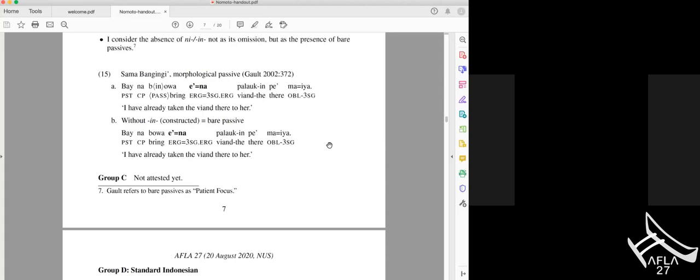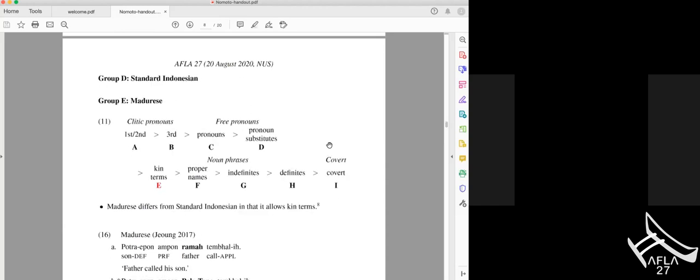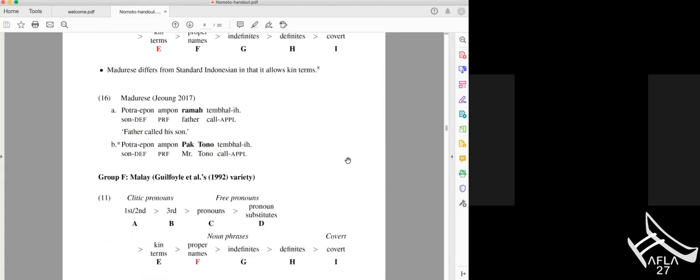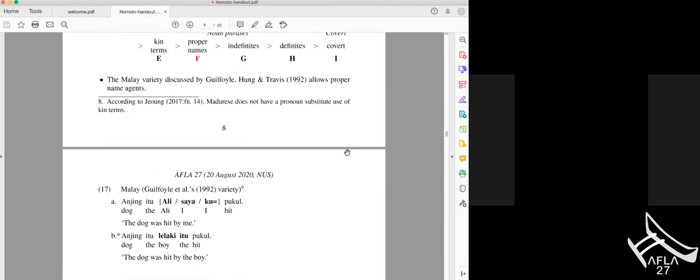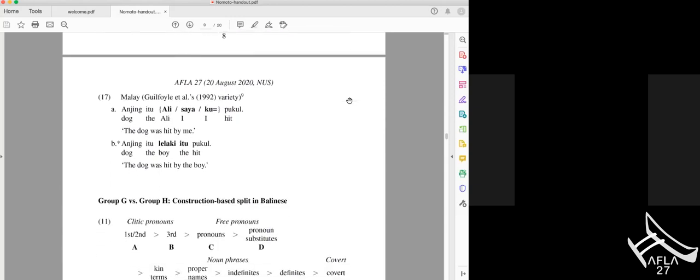Group C, unfortunately, I haven't found yet. Group D is standard Indonesian, which we have seen already. Group E is Madurese. Madurese allows a small set of kinship terms like father. Group F is the Malay variety discussed by Guilfoyle. According to them, as in 17A, proper names are possible, but definite noun phrases like lelaki itu are not.